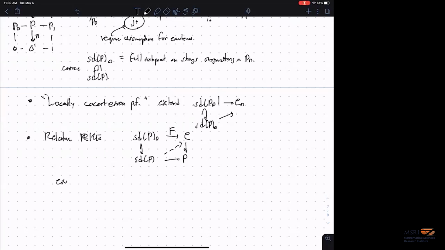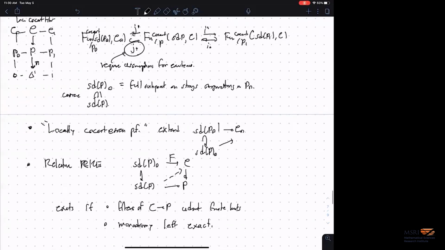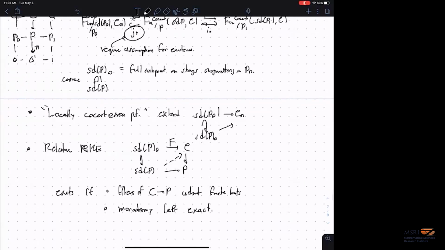This exists if fibers of C over P admit finite limits and the monodromy preserves finite limits. They're left exact. And this completes the existence theorem. If I had time, I would give you the exact shape of the diagrams, but that's perhaps a bit too technical for a talk. You have a precise control over the relative right Kan extension given by a pointwise formula.